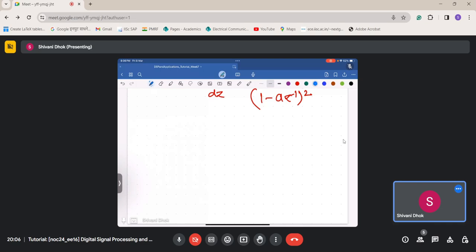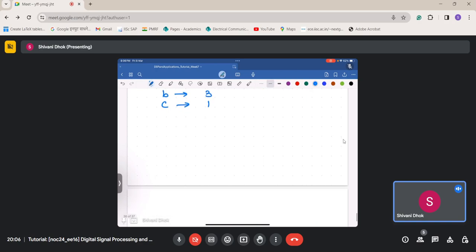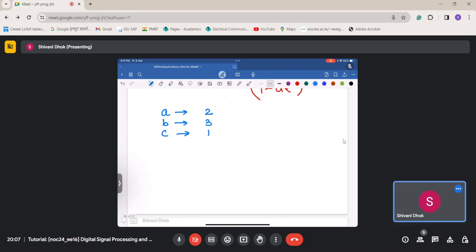So if you have pole A with multiplicity 2, pole B with multiplicity 3, and pole C with multiplicity 1, then this is pole A, pole B, and pole C. Okay, let's say I have a pole 1 by 2 with multiplicity 2, a pole 1 by 3 with multiplicity 1, and pole 1 by 4 with multiplicity 1. So I can write this y of n as, for one pole you have 1 by 2 to the power n into u[n], but for two poles you will have to multiply it by n, and there will be some constant a which you need to find out.